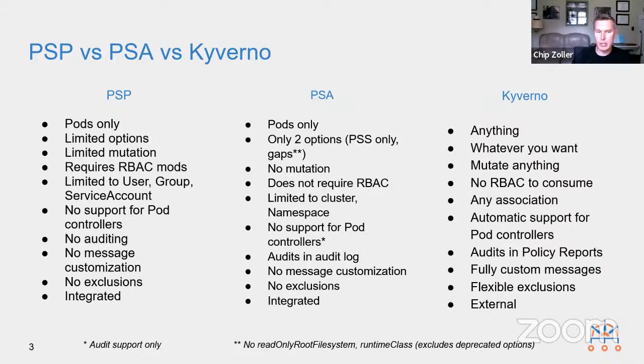So that's PSA. And then Kyverno is similar to PSA, but it's even more flexible still, doesn't require any RBAC to consume. As soon as you have a policy that's instantiated in your cluster, whatever you match on, Kyverno will see and filter that down into its policy engine.